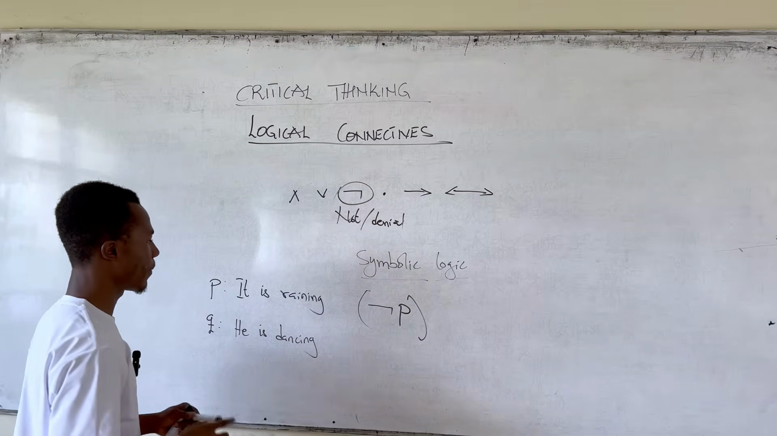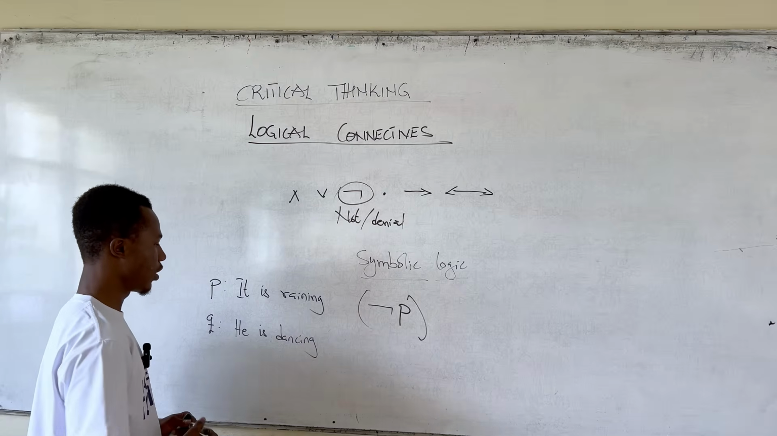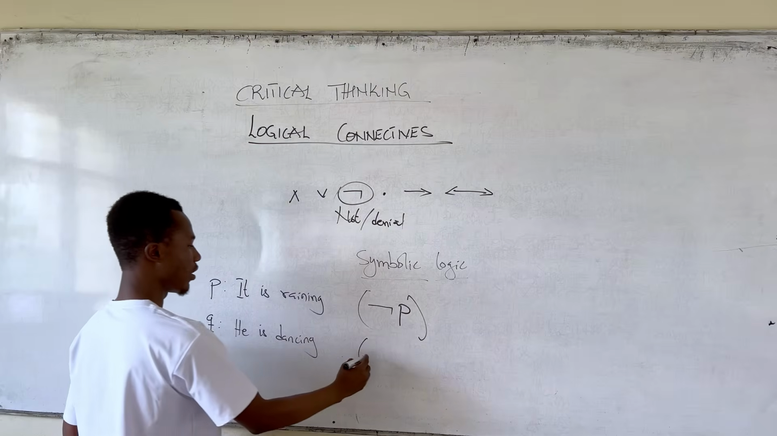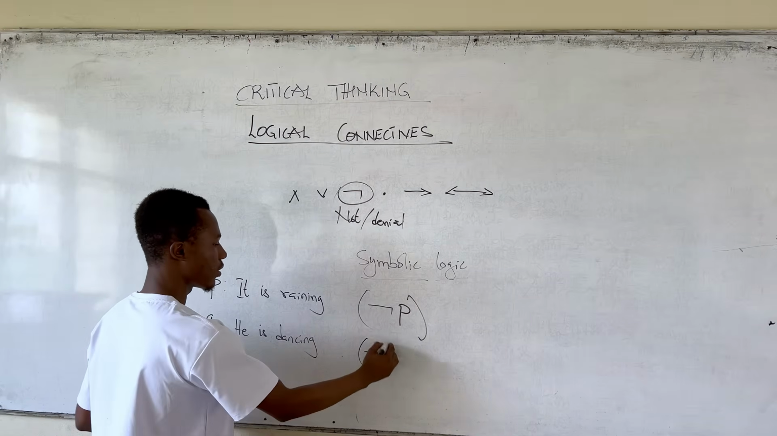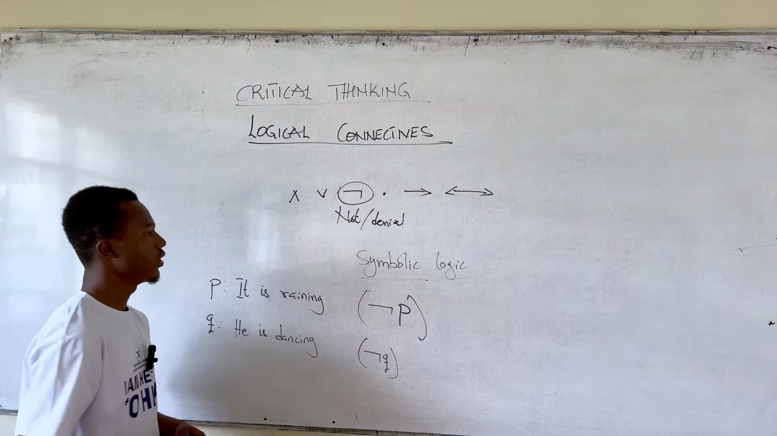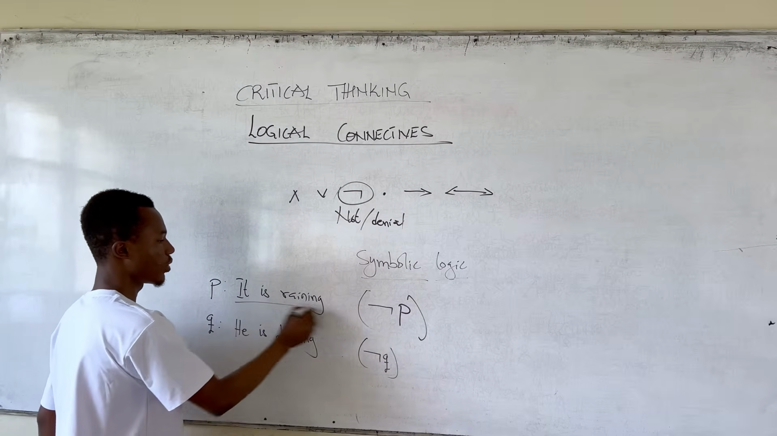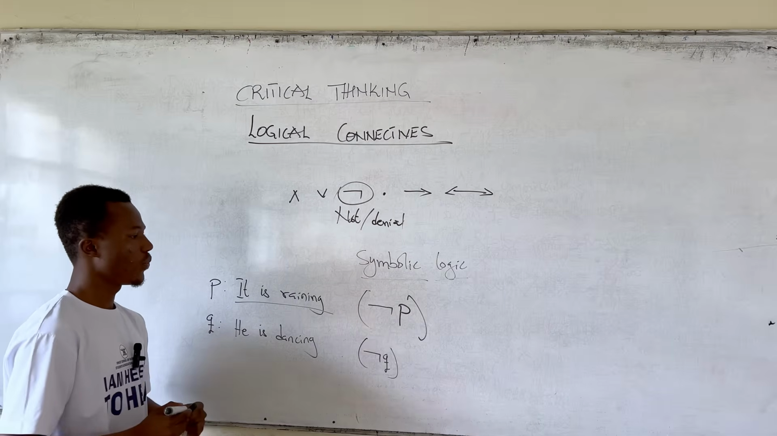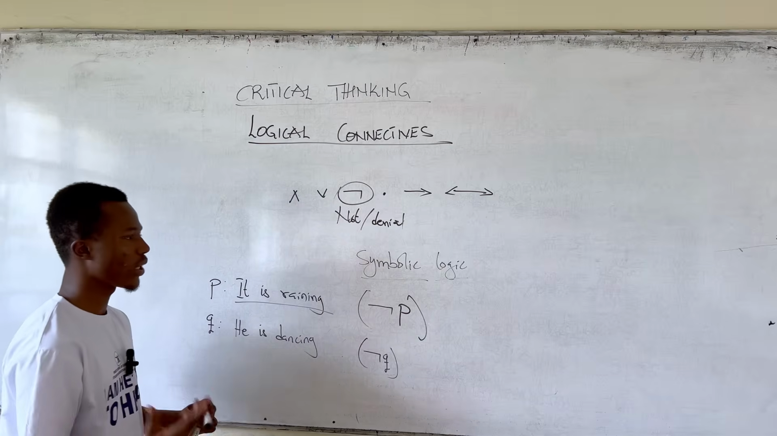Another one: let's also use this. He is dancing, so this one is true. If you want to say he is not dancing, this represents the not. The not affects the atomic proposition here. An atomic proposition is one statement or sentence, and that is what we are looking at today. This is just an introduction. We are going to look at more of it.